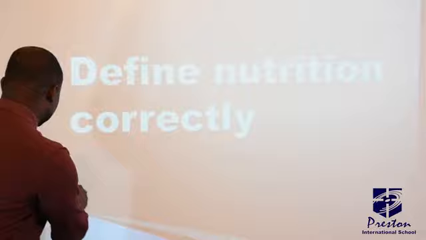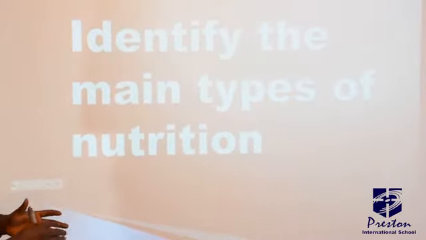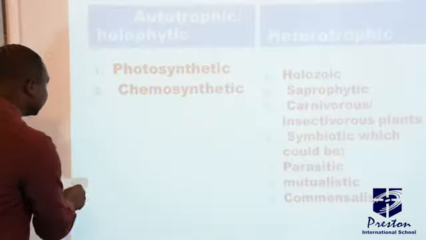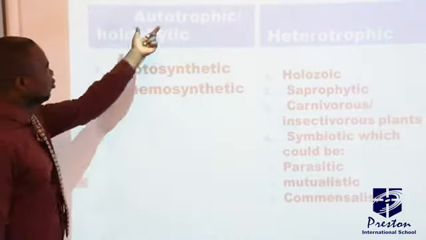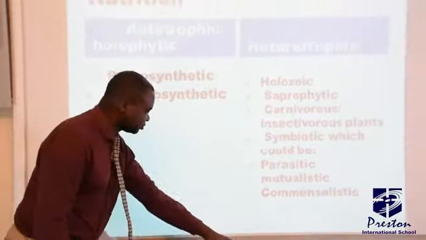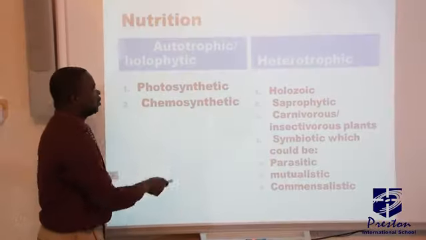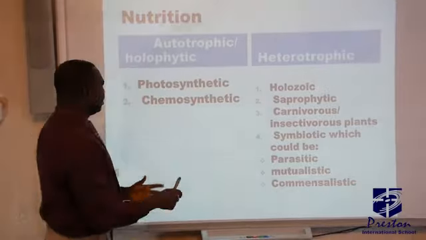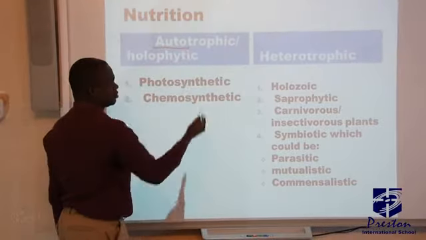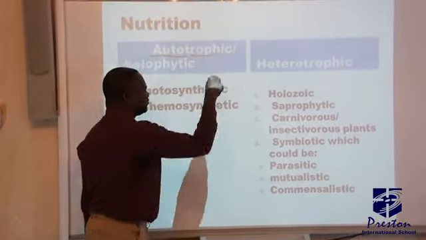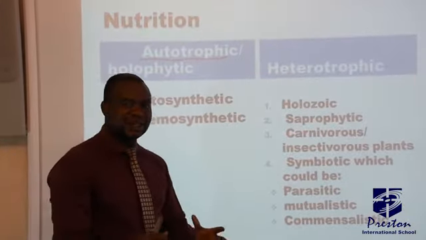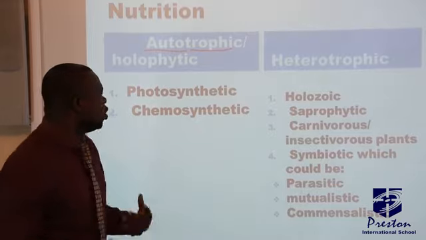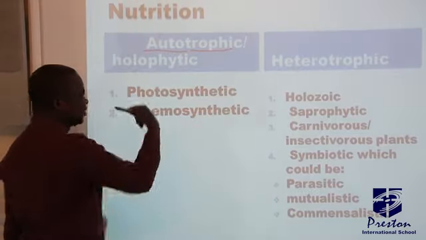Okay? Then another thing again is we want to identify the main types of nutrition. And these types are, number one, we have what is called autotrophic, or holophytic. Those two words are the same thing. Auto means self. Trophic means feeding. That is, these organisms are self-feeding. They can produce food by themselves. So we also call this autotrophic holophytic.